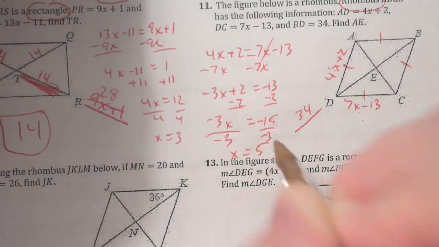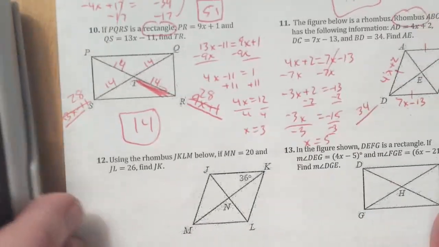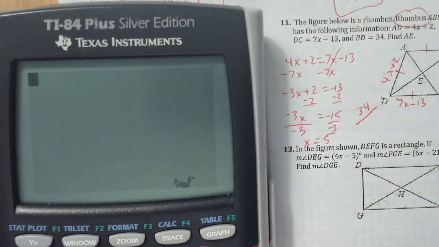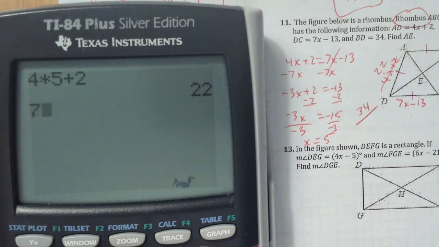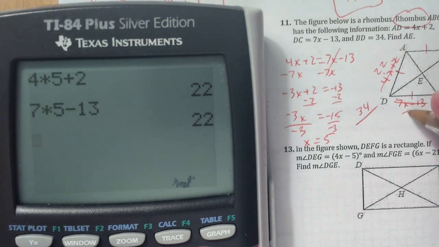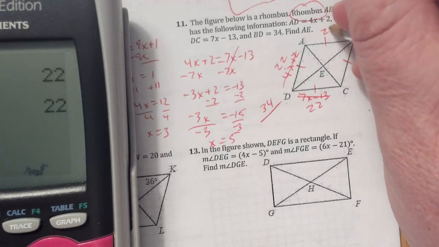X equals a positive 5. As soon as you find that, you always plug it back in for multiple reasons. 4 times that 5 plus 2, this turns into a 22. 7 times 5 minus 13. Yay, that's also 22. So this is 22, and that's 22, 22, 22.